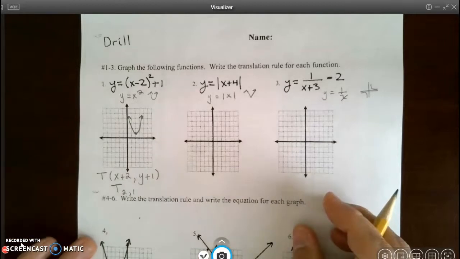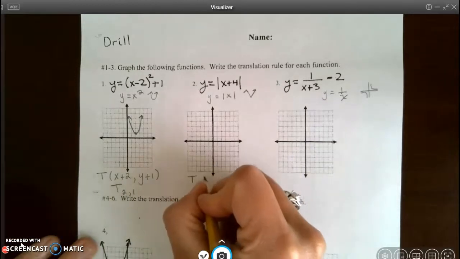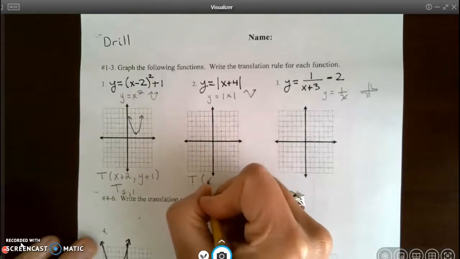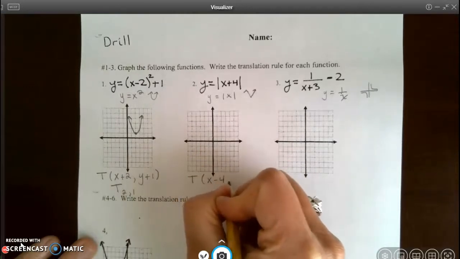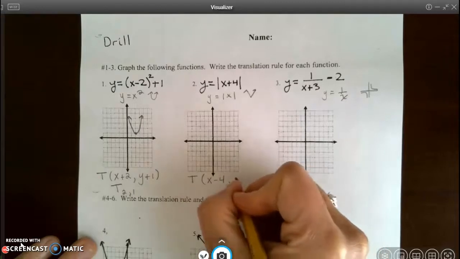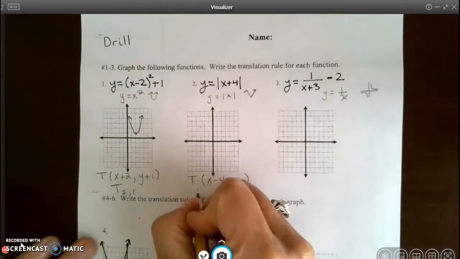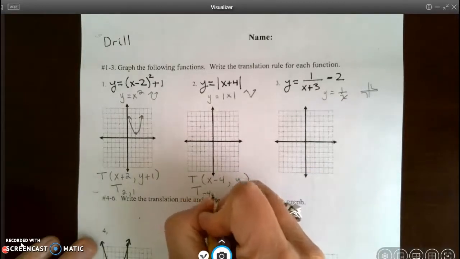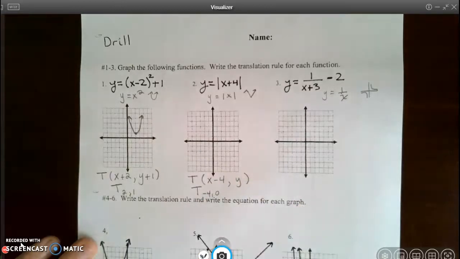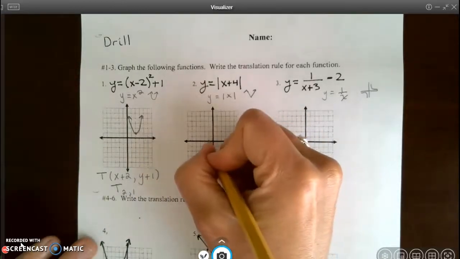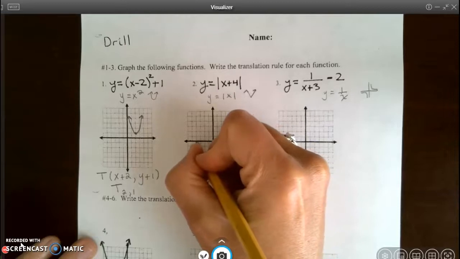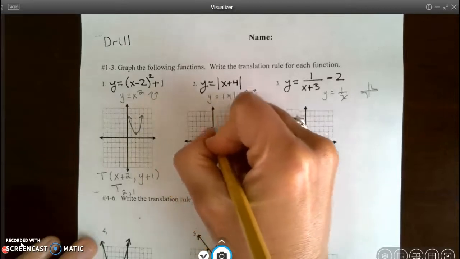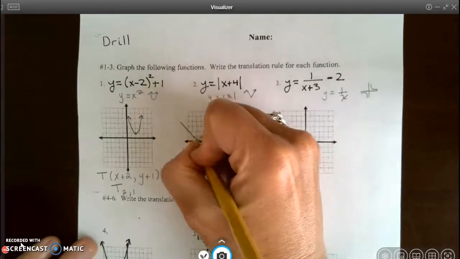Okay, for number 2, let's see, my translation rule. It says x plus 4, which means it's actually going to be x minus 4 in the rule. And nothing happened to y. I can also write it in subscript notation. And that means I'm going to go to the left 4, 1, 2, 3, 4, and I will not move up at all, and I'll draw my V.